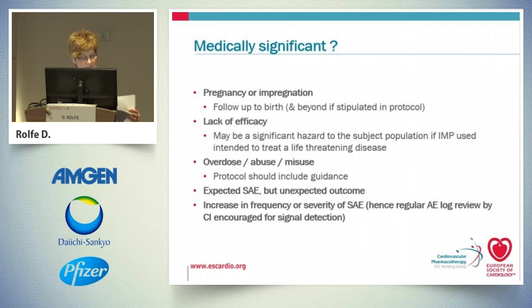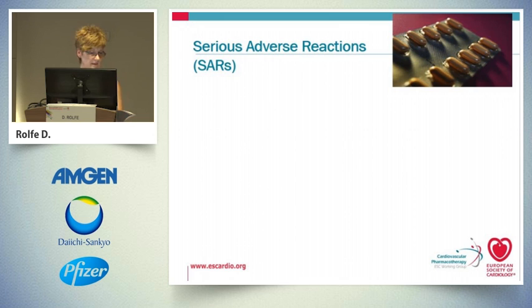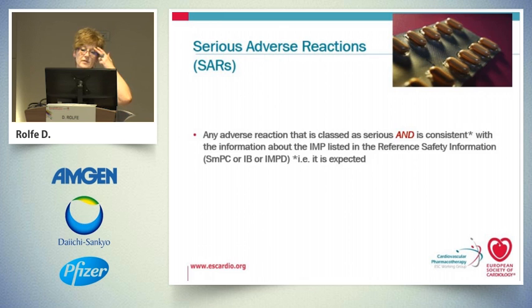So serious adverse reactions, your SARs. It's any adverse reaction that is classed as serious and is consistent with the reference safety information. So, i.e., it is expected, it's already known about. So pharmacy may have a vital role in advising on management or in provision of the medication required for onward patient management in the case that somebody did have an adverse reaction, so that they've got antihistamines available, for example.